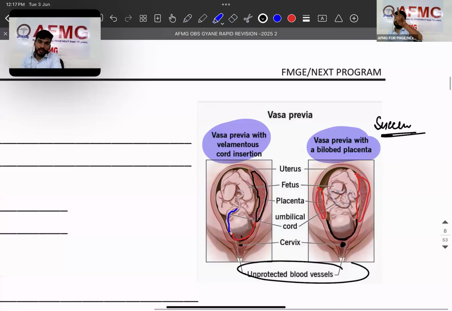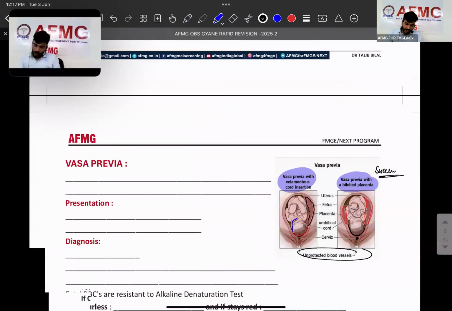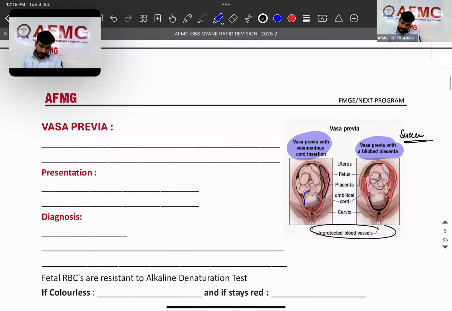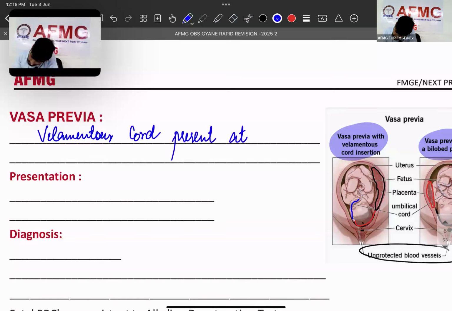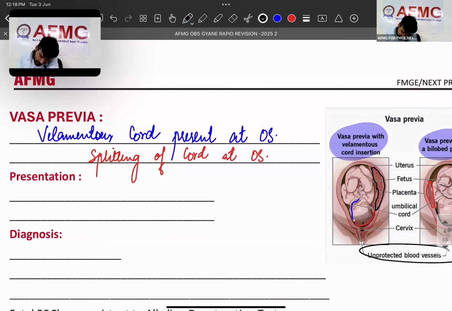Vasa previa. V for Vasa, V for filamentous. Remember that. Write it down, everyone. Vasa previa is defined as filamentous cord present at the os, or splitting of the cord at the os. Got it?